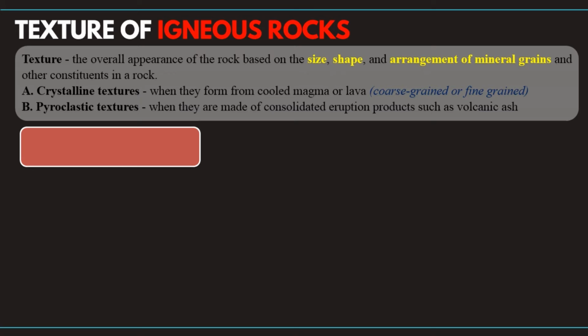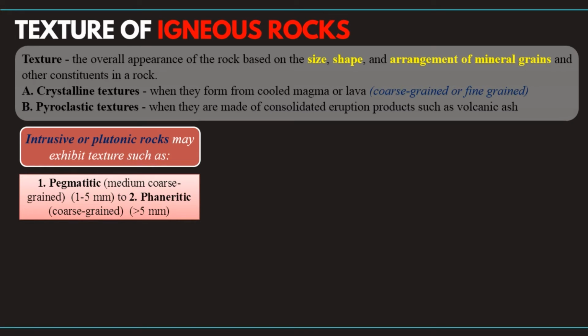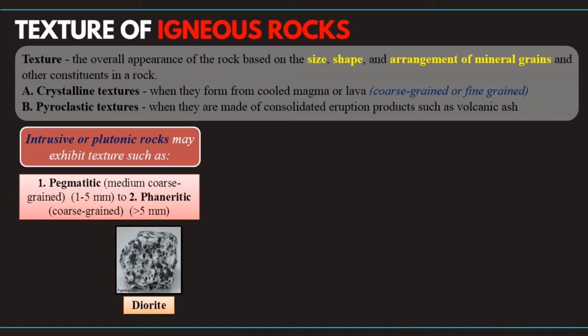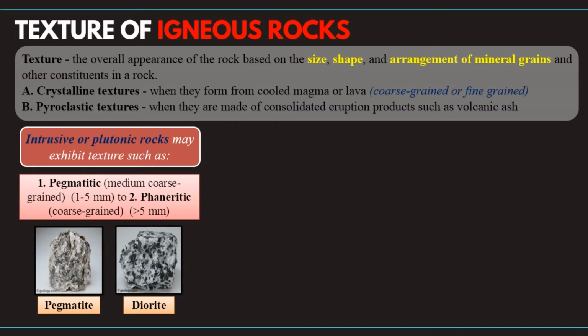So now let's talk about the texture of intrusive igneous rocks or plutonic rocks. This type of rock may specifically exhibit textures such as pegmatitic texture, which has medium coarse grain, about 1 to 5 millimeters. And then they may also exhibit a phaneritic texture, which has a coarse grain texture, which is about greater than 5 millimeters. As an example, we have here the diorite and the pegmatite.